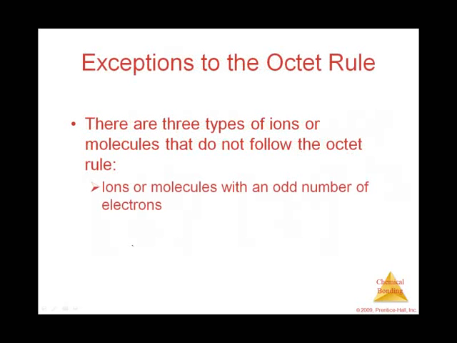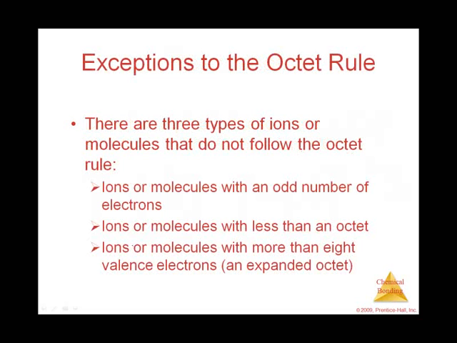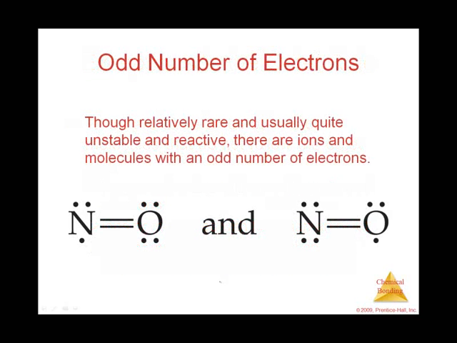Okay, so here are some exceptions to the octet rule. This is something we did not talk about in Honors Chem. There are 3 types of situations where we have exceptions. One is where I have an ion or a molecule that ends up with an odd number of electrons. It doesn't happen much, but it does. Ions or molecules with less than a full octet, and ions or molecules with more than 8 valence electrons, an expanded octet around the central atom. Let's take a look at them one at a time.